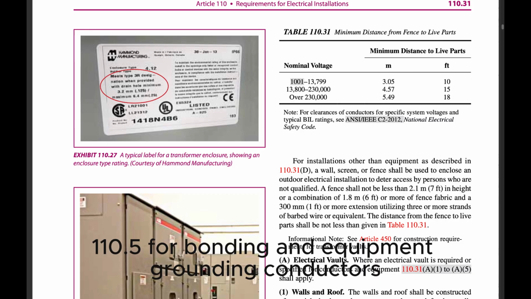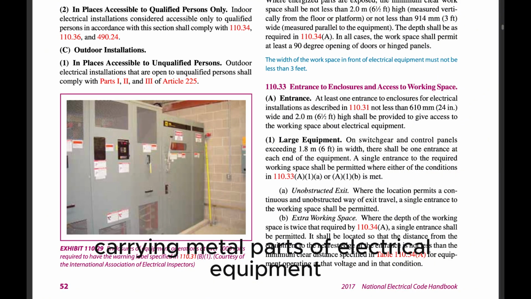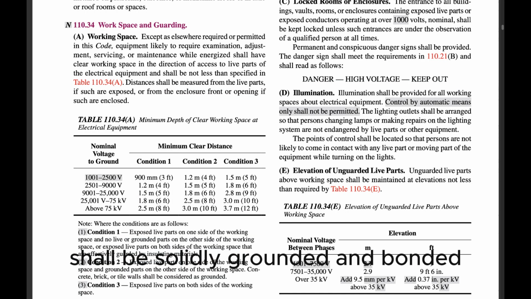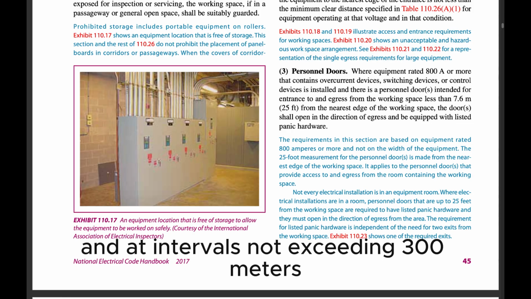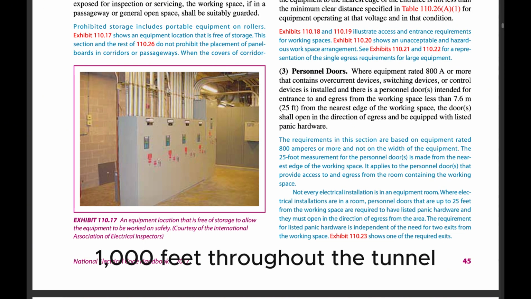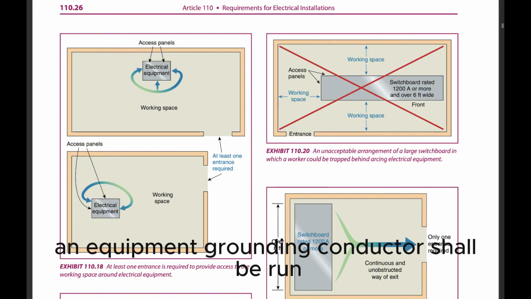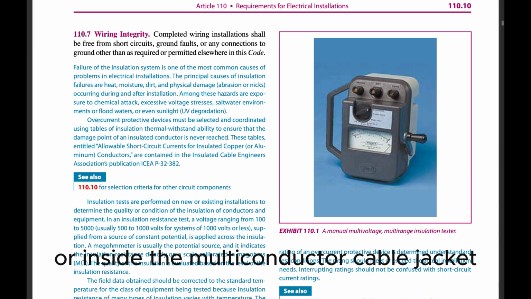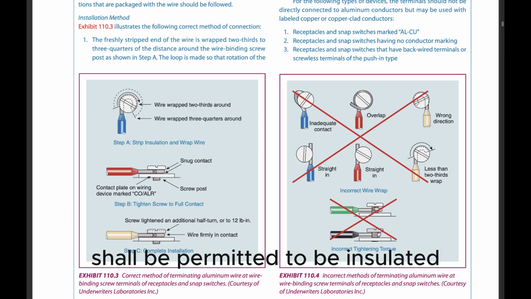110.54 Bonding and equipment grounding conductors. (A) Grounded and bonded. All non-current-carrying metal parts of electrical equipment and all metal raceways and cable sheaths shall be solidly grounded and bonded to all metal pipes and rails at the portal and at intervals not exceeding 300 meters (1,000 feet) throughout the tunnel. (B) Equipment grounding conductors. An equipment grounding conductor shall be run with circuit conductors inside the metal raceway or inside the multi-conductor cable jacket. The equipment grounding conductor shall be permitted to be insulated or bare.